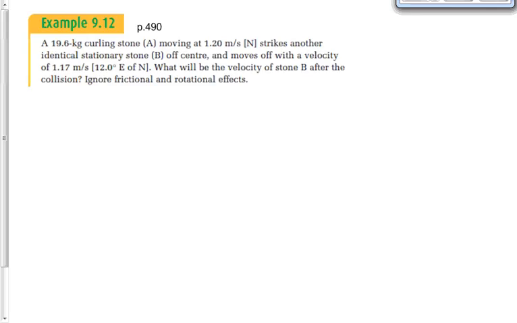Moving at 1.2 meters per second to the north, it collides with another stationary stone off center and moves at a velocity east of north. Okay, let's draw this out before it gets too confusing. Object number 1, 19.6 kilograms, got a velocity of 1.2 meters per second to the north. Object number 2, also 19.6 kilograms, at rest.